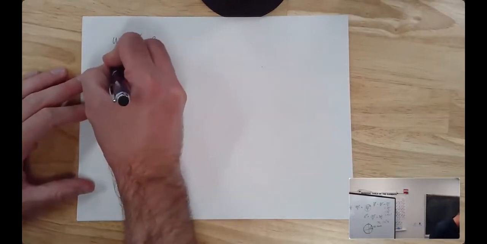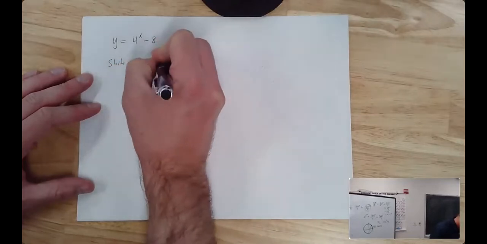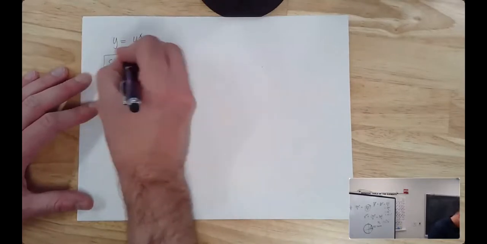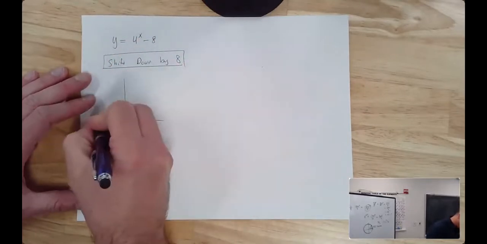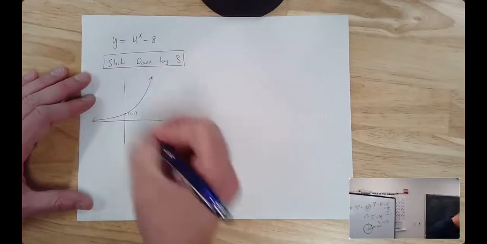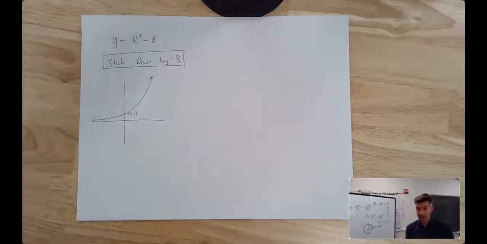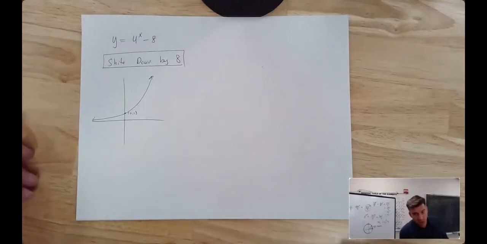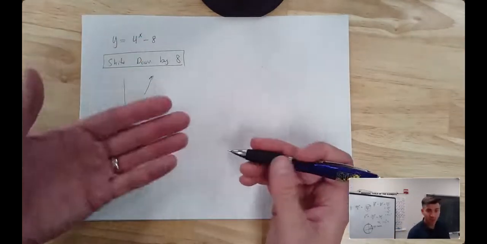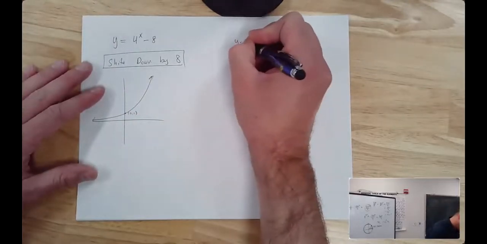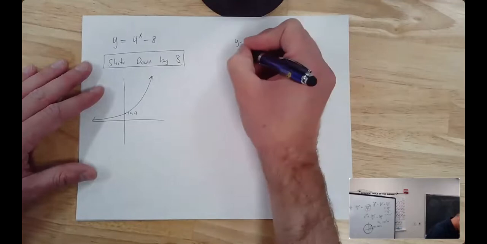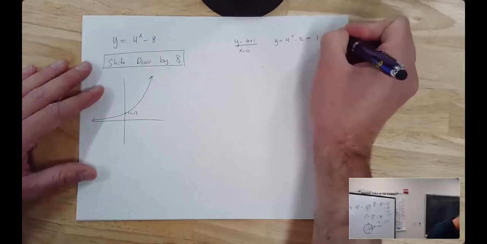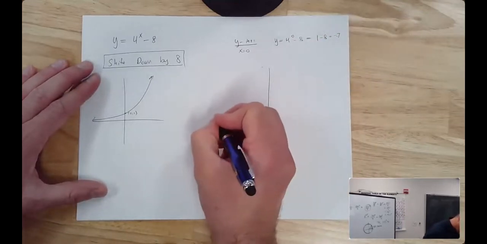So this one's going to shift down by 8. So we're going to take our regular graph that would look like this, and move it down 8. So my new y-intercept is going to be (0, -7), which you could either find by saying, well, it's 1 minus 8, which is -7, or you can just plug in 0. If you plug in 0, 4 to the 0 is equal to 1, and 1 minus 8 is -7. So for the y-intercept, set x equal to 0. You get y equals 4 to the 0 minus 8, which is 1 minus 8, which is -7. Cool. Okay.